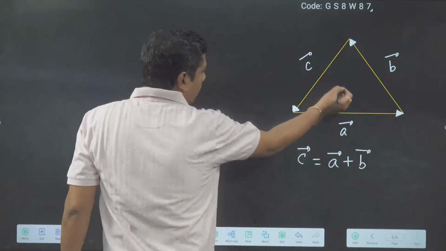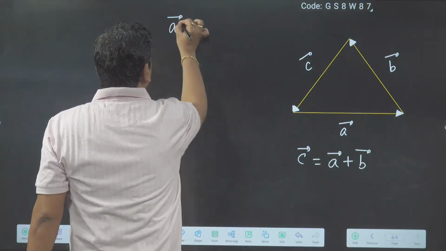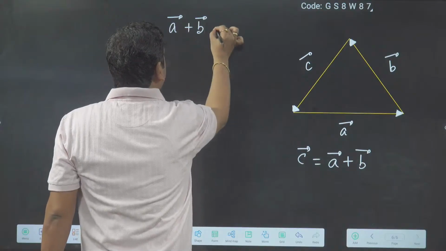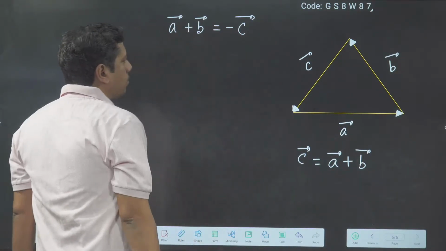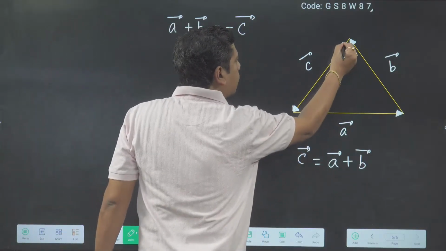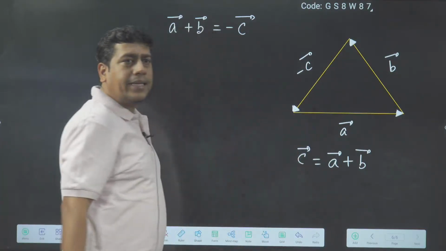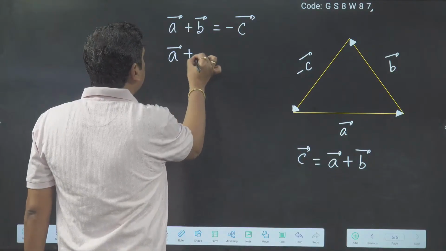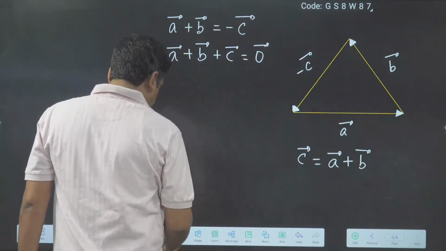So what can we write in this case? A vector plus B vector equal to minus C vector. Because C vector was like this, if I invert the sign, this will become minus C vector. Can I say like this? So it will become A vector plus B vector plus C vector equal to 0 vector.